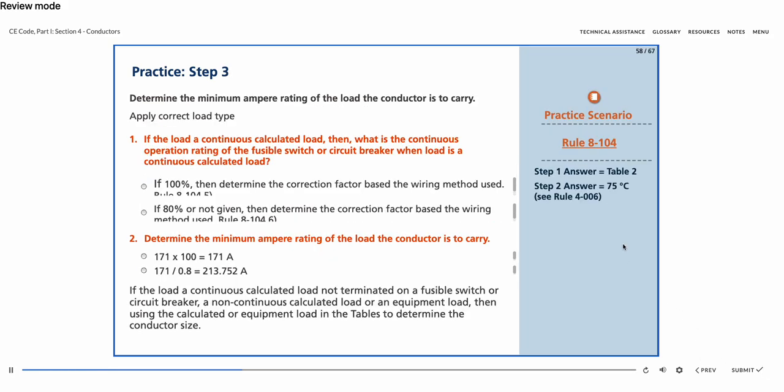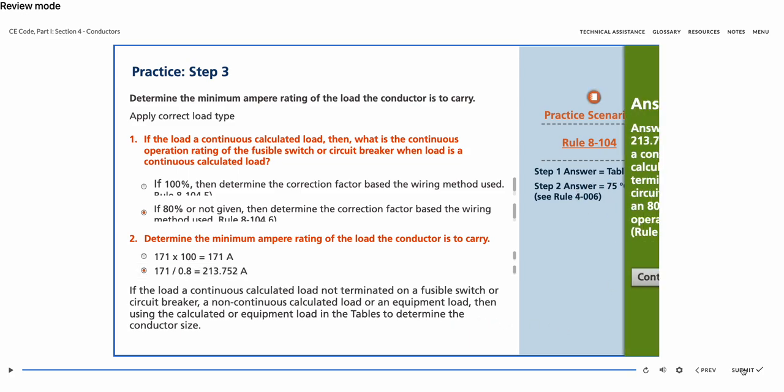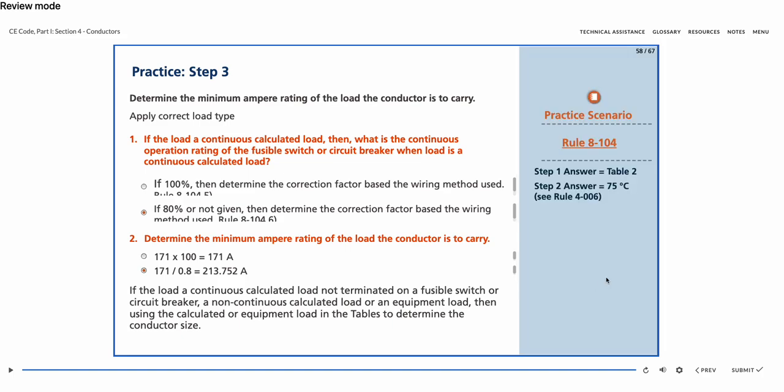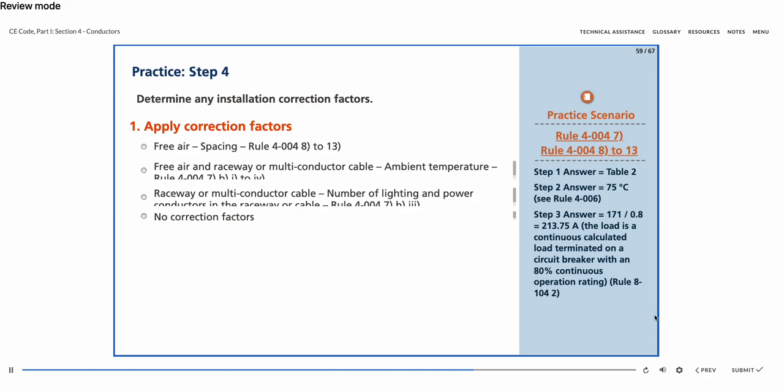Step 3 is to apply the correct load type, determined by applying Rule 8-104. Step 4 is to determine any installation correction factors.